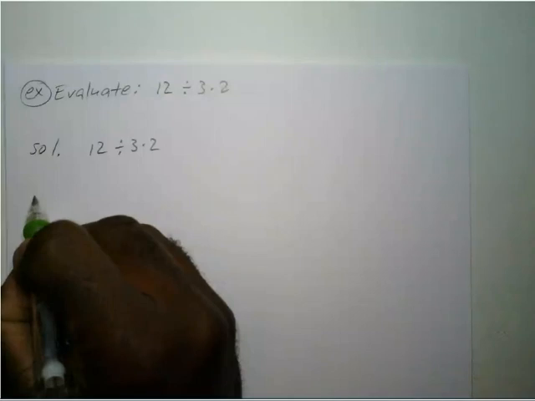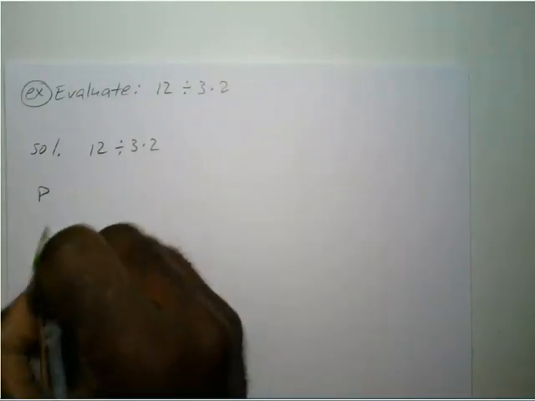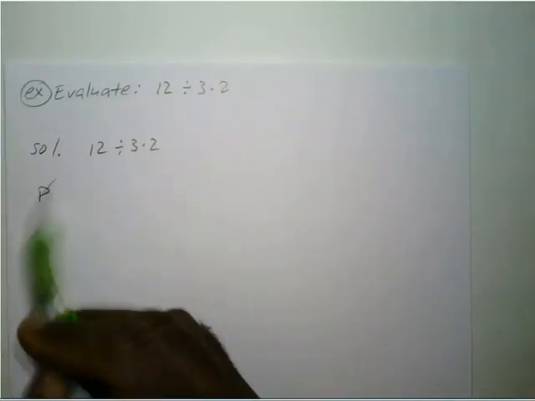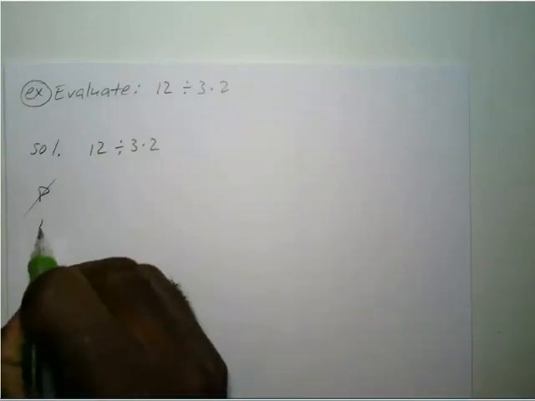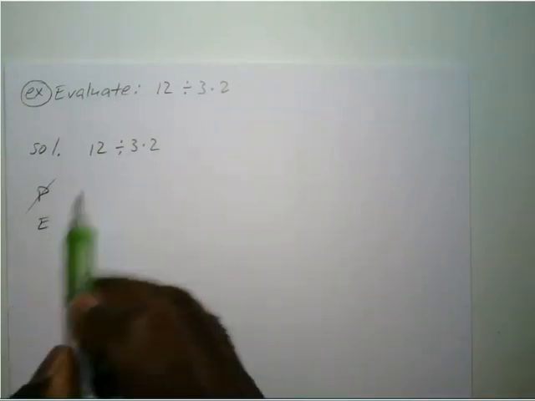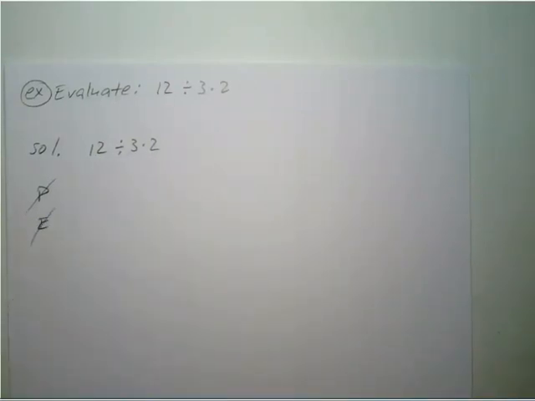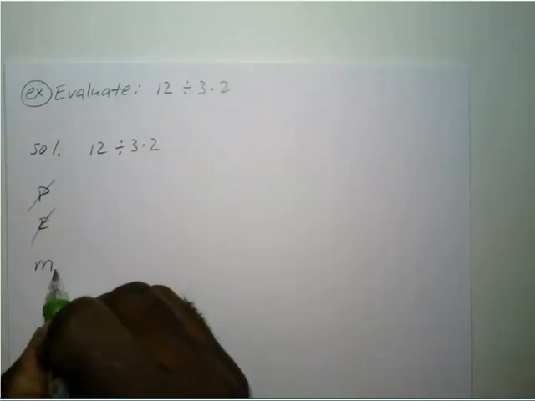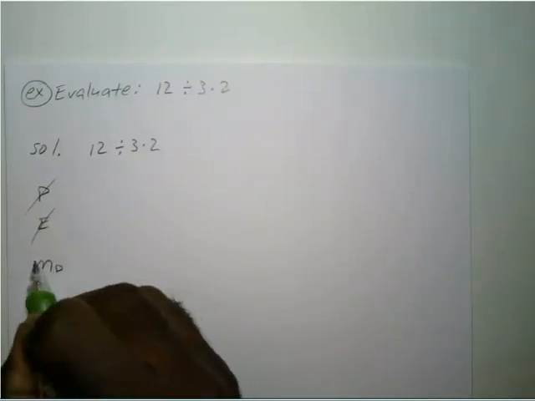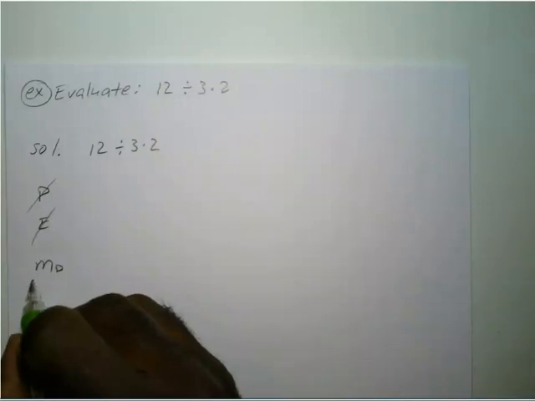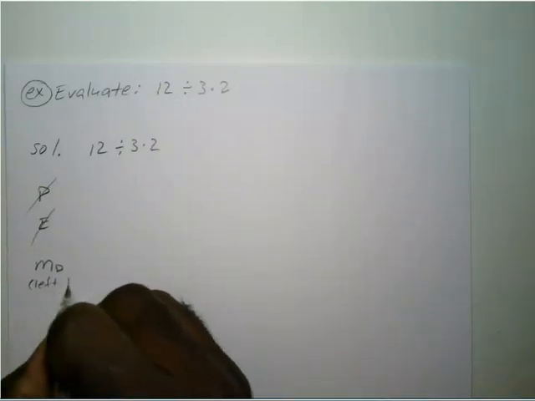Okay, so first thing we're going to look at are parentheses. We don't have any parentheses, so we can skip that. We're going to look at our exponents. We don't have any exponents, so we can skip that. Then we're going to do our multiplication or division, again from left to right.